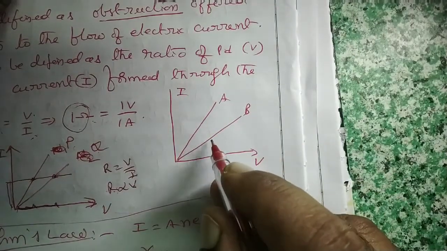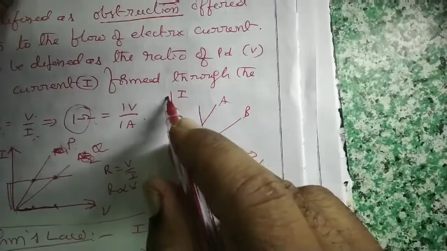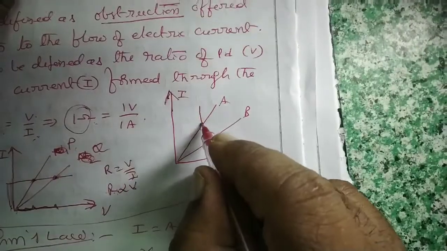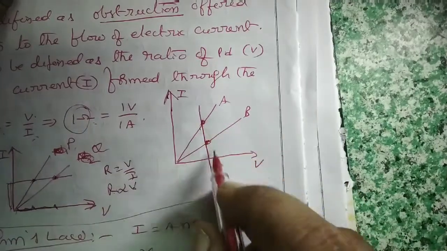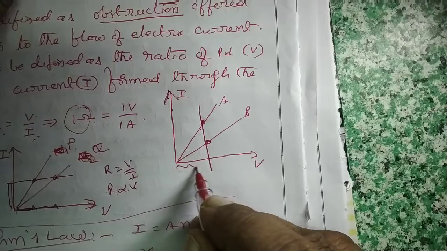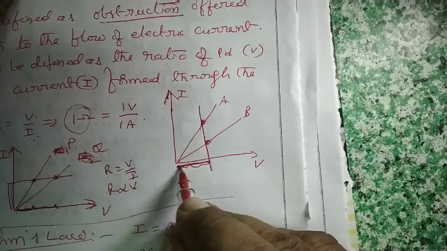Now what can you do here? I can draw a line. On the vertical axis, current is taken. Means what? For these two points, by drawing the horizontal line, I made voltage constant. Means what? For this point, voltage is this much, and for this point also, voltage is this much.